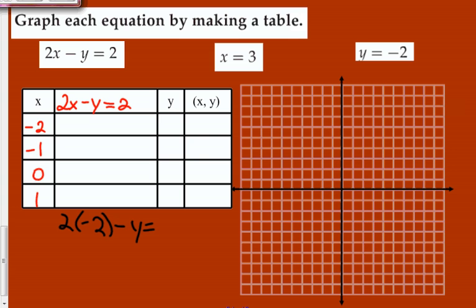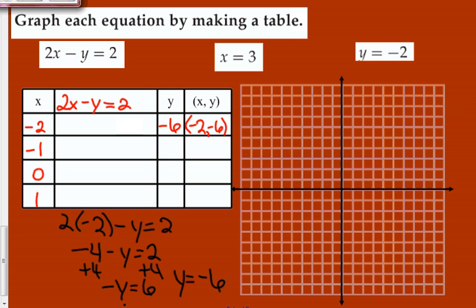Minus y equals 2. 2 times -2 is -4. Minus y equals 2. Add 4 to the other side. So we'll get -y equals 6, and then we divide by -1, so we'll get y equals -6. So whenever x is -2, y is -6. That means we're plotting -2 and -6.